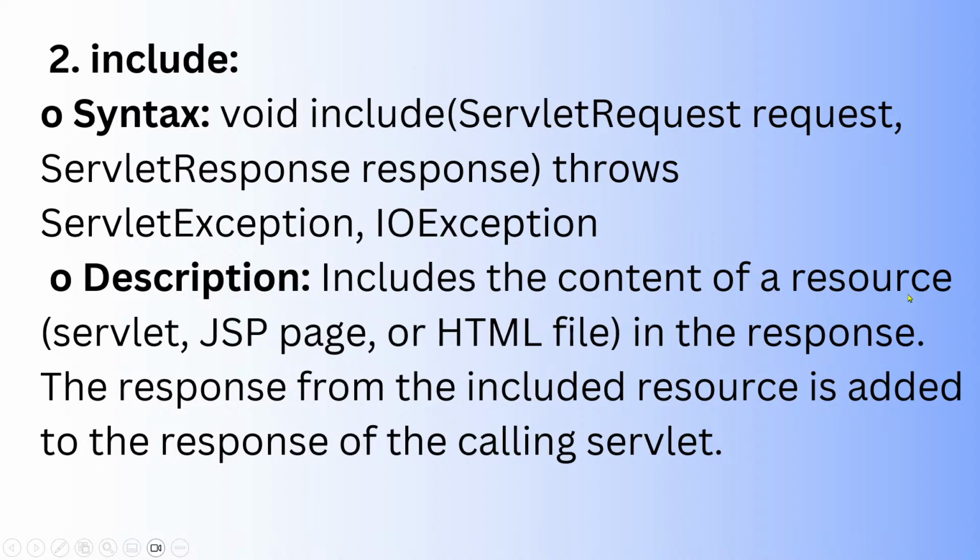Now see, in the forward method, first we are checking whether the resource is free or not. And here we are checking the contents of the resource. That is, it can be a servlet, it can be a JSP or HTML file in the response. The response from the included resource is added to the response of the calling servlet.